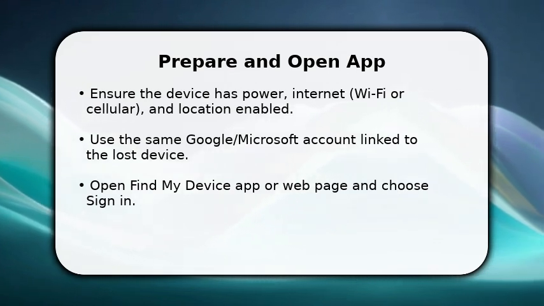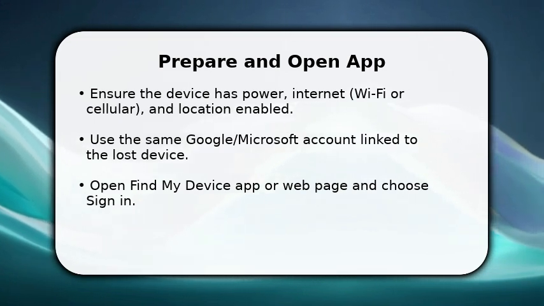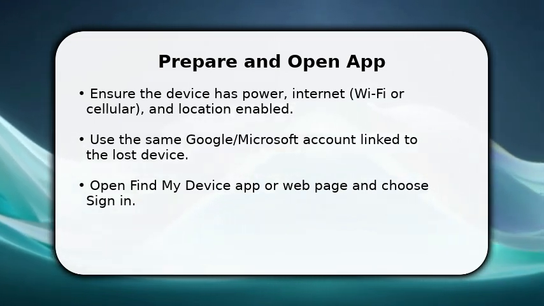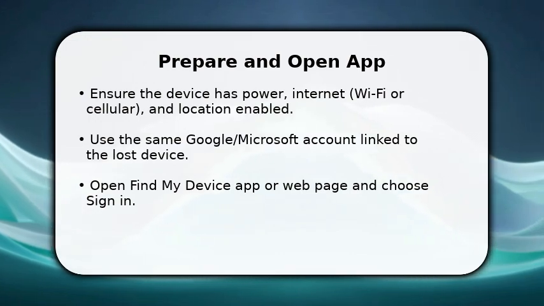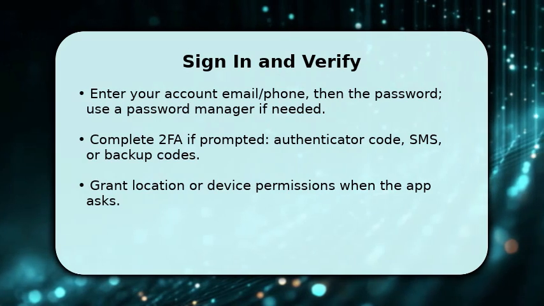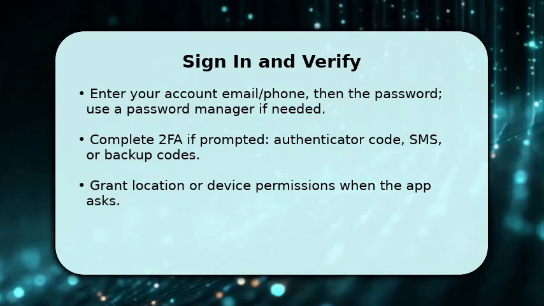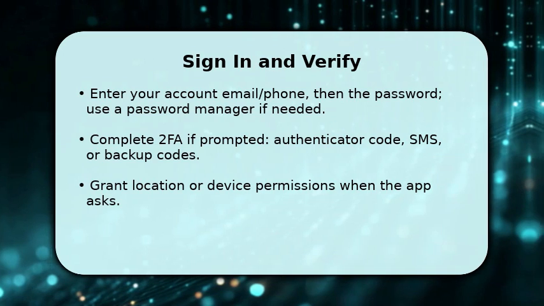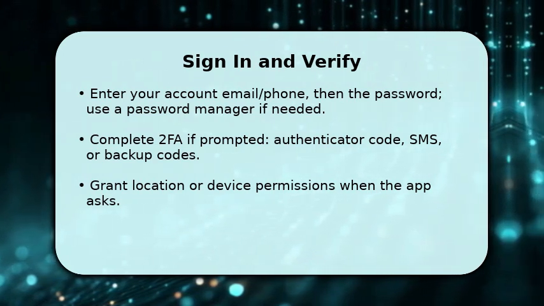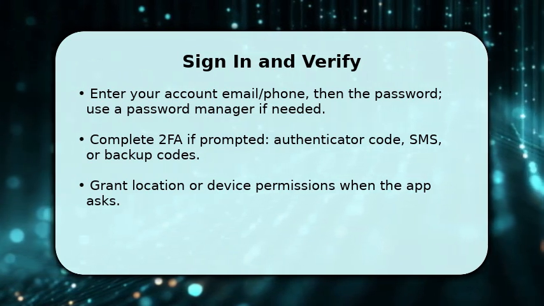This first action creates an authorized session so the service can query the device state and report its last known location. You now enter credentials. Type your email or phone and password carefully. Autofill helps prevent typos. If two-factor authentication appears, provide the code from your Authenticator app, SMS, or a backup code. This step proves it's really you and protects both you and the missing device.